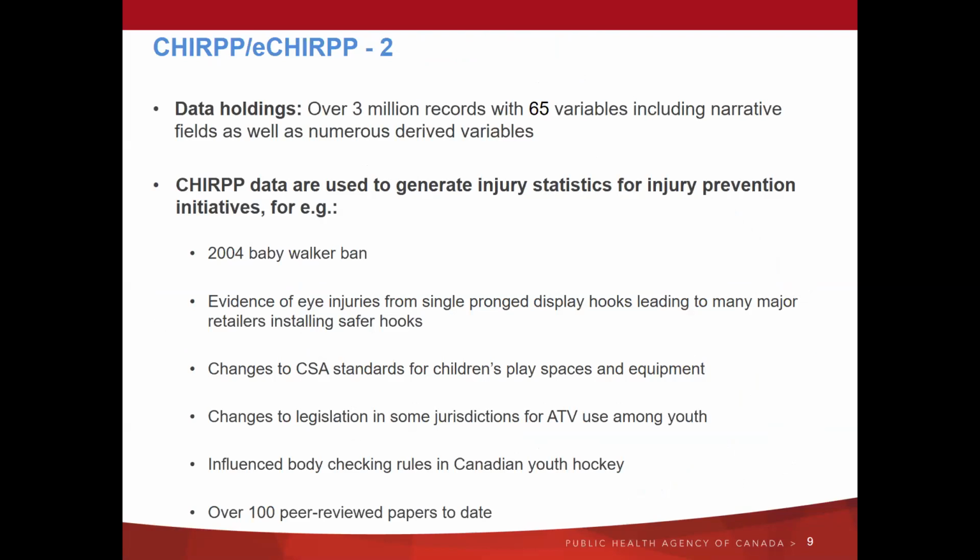So the CHIRPP system contains over 3 million records currently. A number of injury prevention initiatives have been supported by CHIRPP, including related to baby walkers, playground equipment, body checking, and minor hockey.